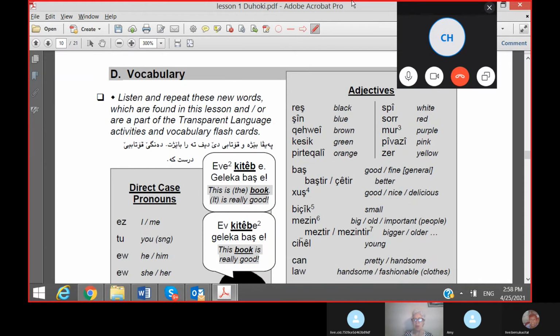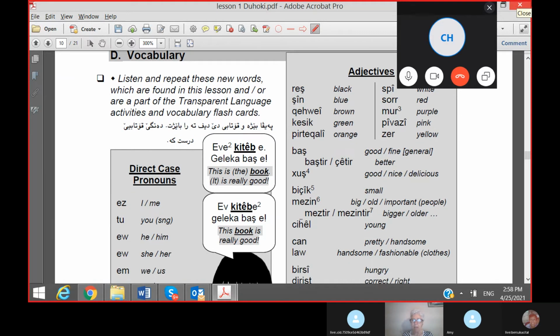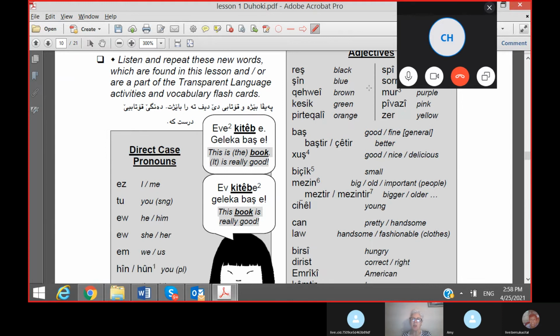Now we have the whole vocabulary list. And again, I'm not going to go through this. I'm just going to point out some things to you and let you work with the audio recordings, which are recorded by native speakers in your Zaho or Tehuki dialect. I told you that the U and the O sometimes have slightly different pronunciations.